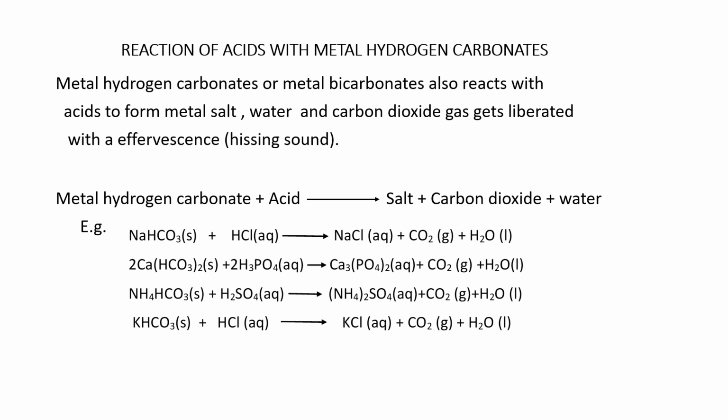Now you will see that in both cases, metal hydrogen carbonate and metal carbonate, when they react with acid, there is a production of carbon dioxide gas. Okay, but how do you know that the evolved gas is carbon dioxide? In order to know the gas is carbon dioxide, we have to put it to a chemical test.